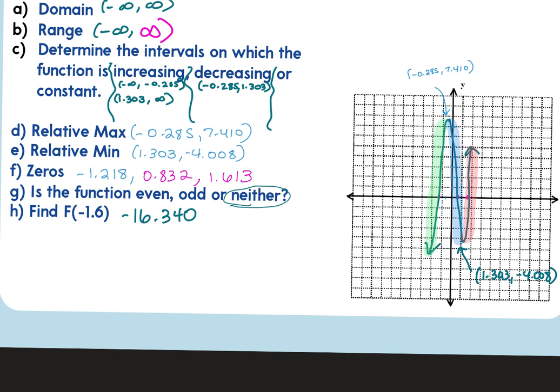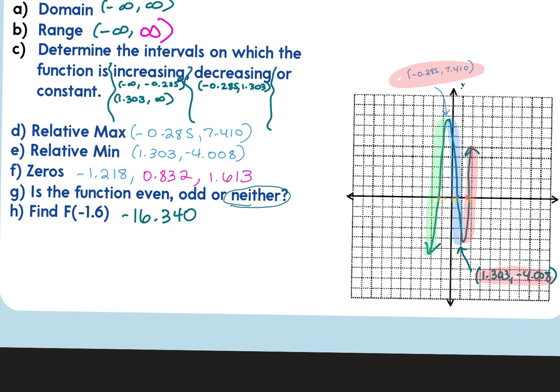The relative max happens there at the top. It was (-0.285, 7.410). The relative min happened on the bottom, (1.303, -4.008). It crossed the axis 3 times, which was at x = -1.218, 0.32832, and 1.613. This graph does not have y-axis or origin symmetry, so it's neither even nor odd.